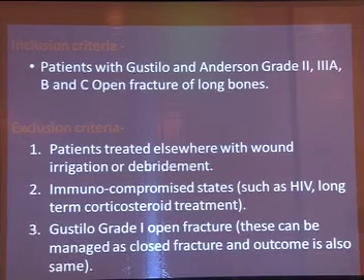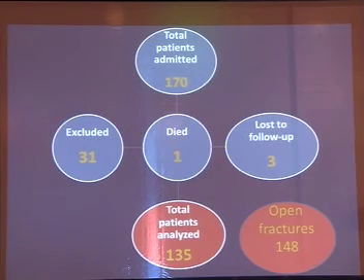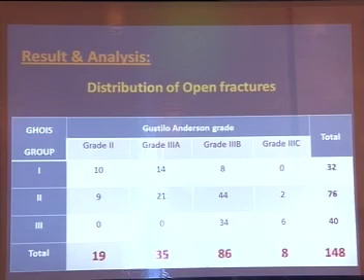for detection of any infection. The inclusion criteria included patients with Gustilo-Anderson grade 2, 3A, 3B and 3C open fractures of long bone, and the patients excluded were those treated elsewhere with wound irrigation or debridement, immunocompromised states, or Gustilo grade 1 fractures. Wound swabs were taken on 3 occasions. First was done in casualty before debridement, second was done in OT after debridement, and the third was done if there was an infection. A total of 170 patients were admitted during the study period. Of these 31 were excluded, 1 died, 3 lost to follow-up. So the total patients analyzed were 135 with 148 open fractures.